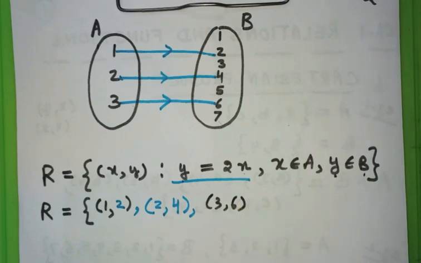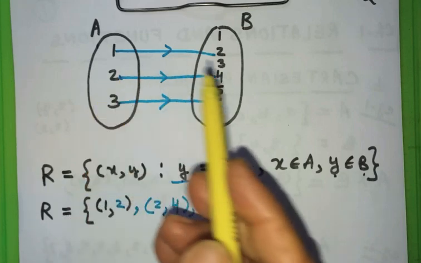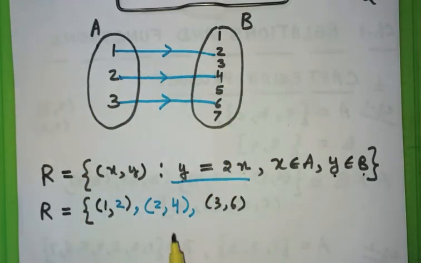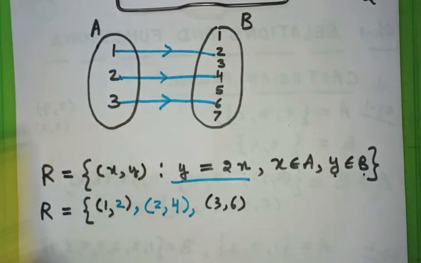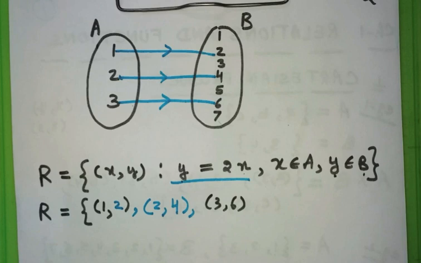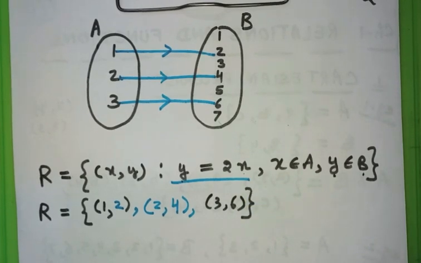Can I write any other ordered pair such that first element is from set A, second element is from set B and second element is double of first element? I don't think so, because I have already taken the doubles of all the elements of set A. So I notice that I have to close down set R here.